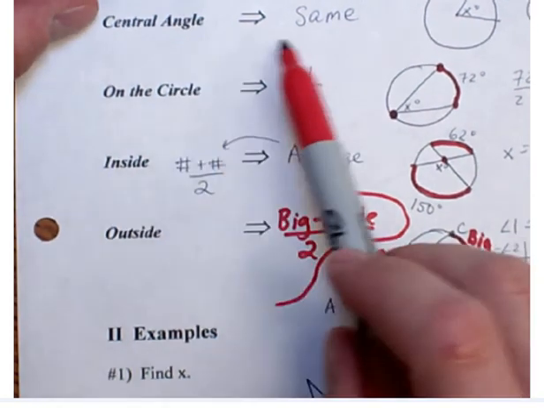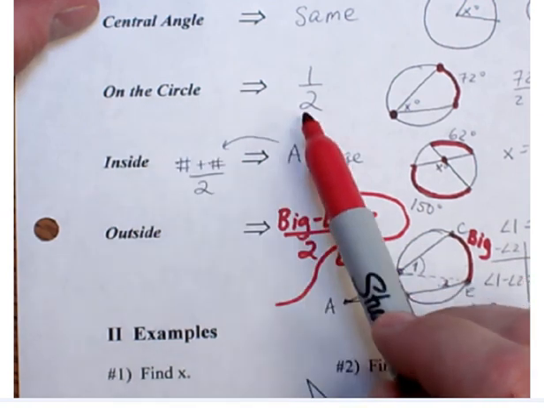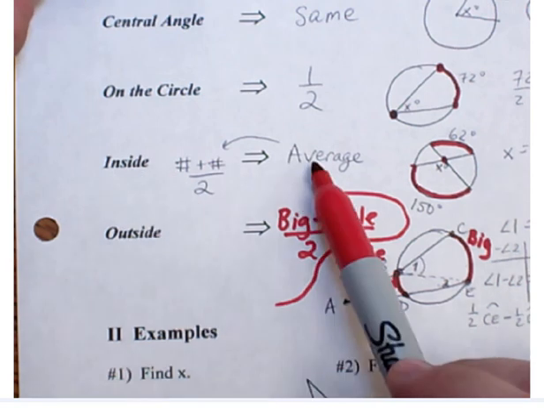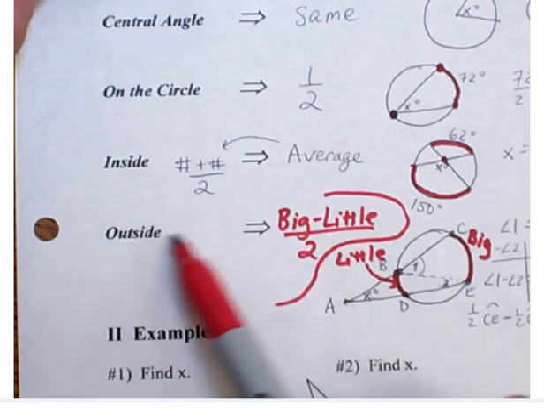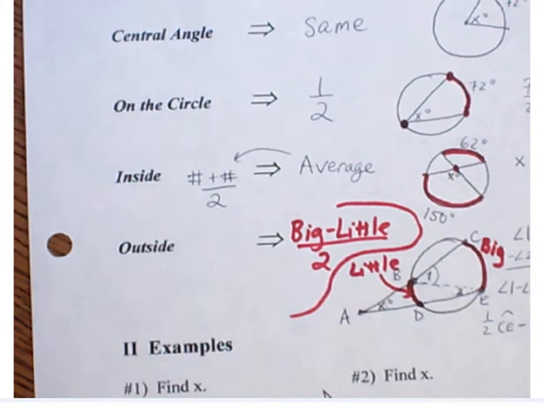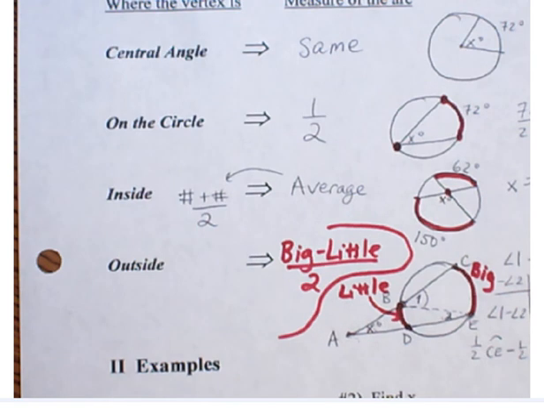Central angle is the same as the arc measure. Vertex on the circle, it's half the arc measure. If the vertex is inside the circle, it is the average of the two arcs. Outside the circle is the big arc minus the little arc divided by 2. Now, how do you remember all this? Well, one thing you can do, it's kind of like the slope formula, you can sing it. You can sing it to the tune of If You're Happy and You Know It.